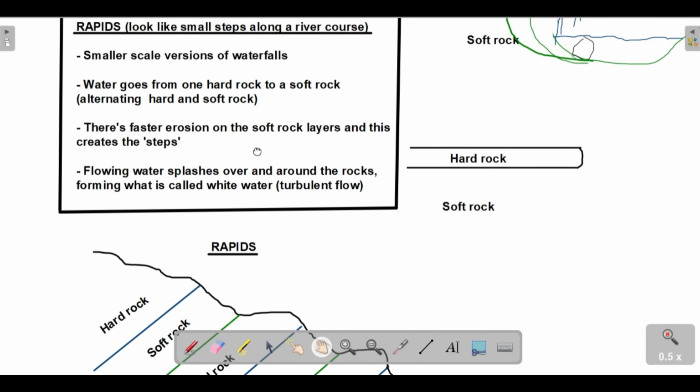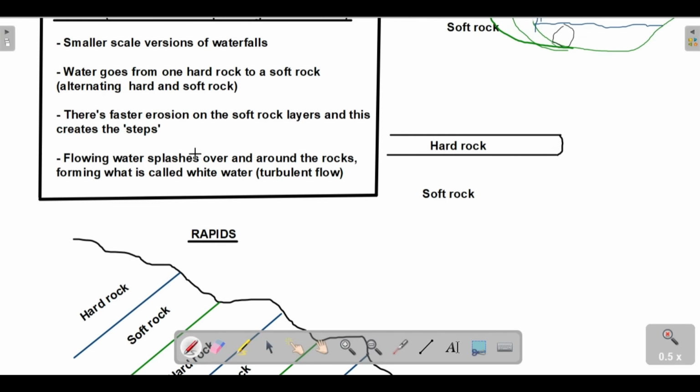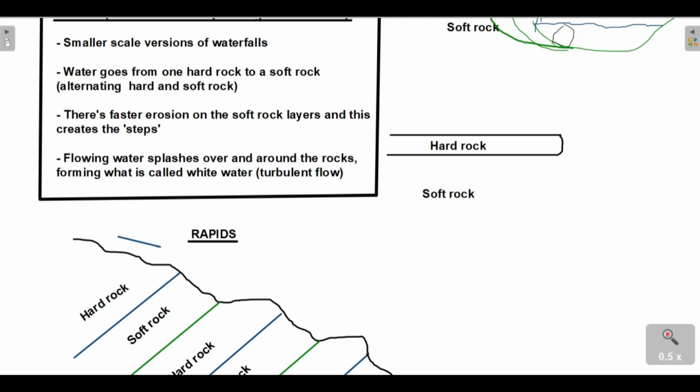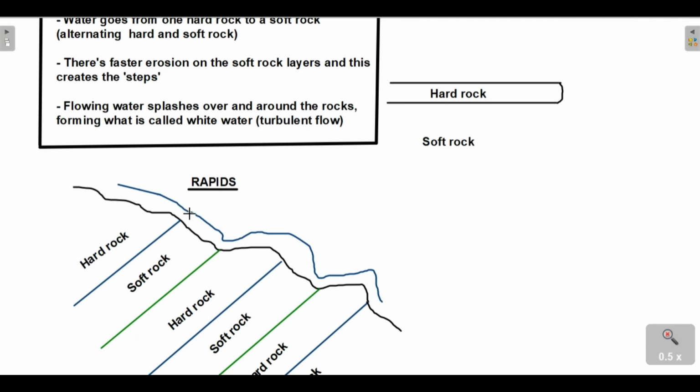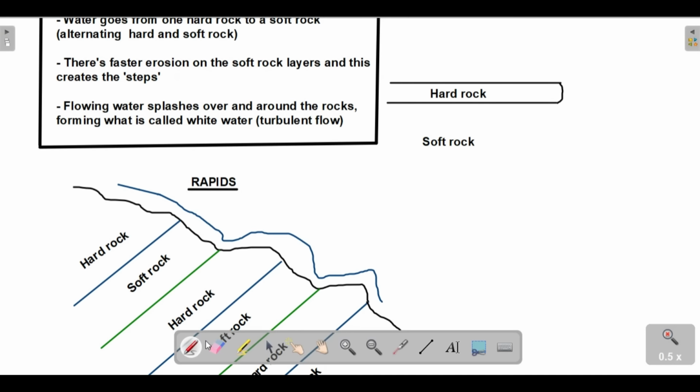It's really simple how they form because the water goes from a harder rock and flows towards a softer rock, and then onto a harder rock, and then a softer rock. So you can see that these actually look like stairs, or steps. That means water will flow and collide with these hard rocks. And when water collides with hard rocks, especially if it is flowing at high speed, it produces an appearance that looks white. So we say that it is white water.